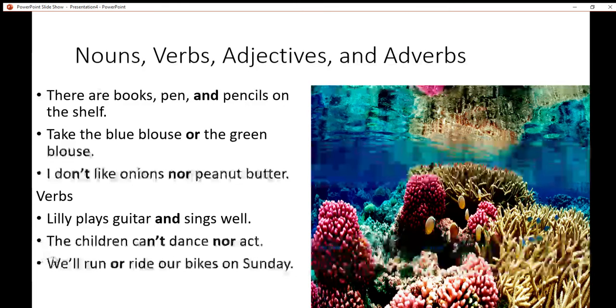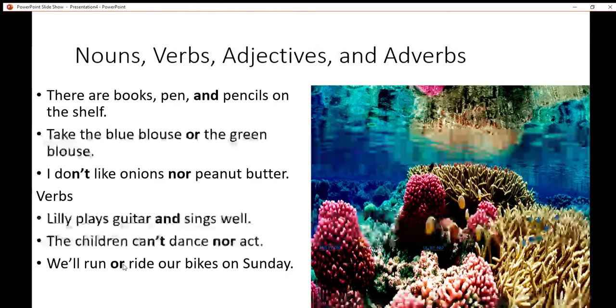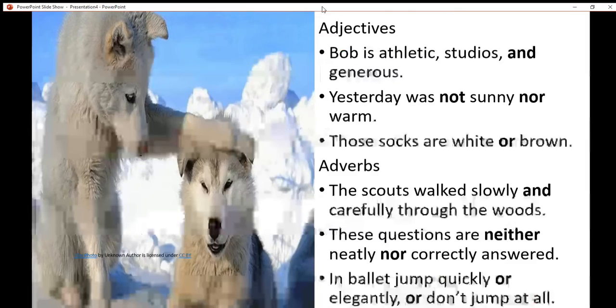Okay, last one. We'll run or ride our bikes on Sunday. So for the verbs run and ride their bikes, "or" as a conjunction is telling us that they will either run or ride their bikes on Sunday. Okay, now on to the adjectives.